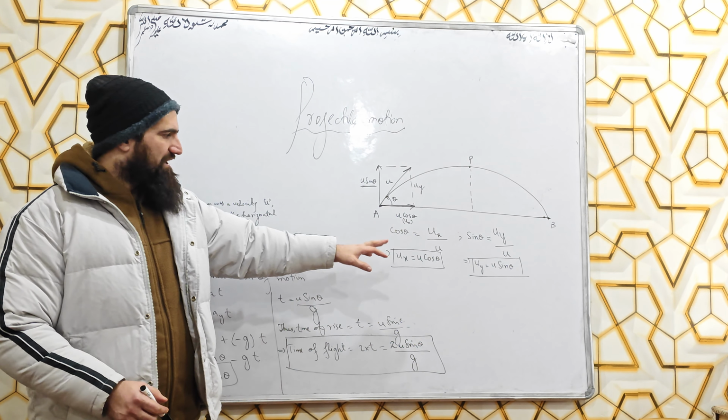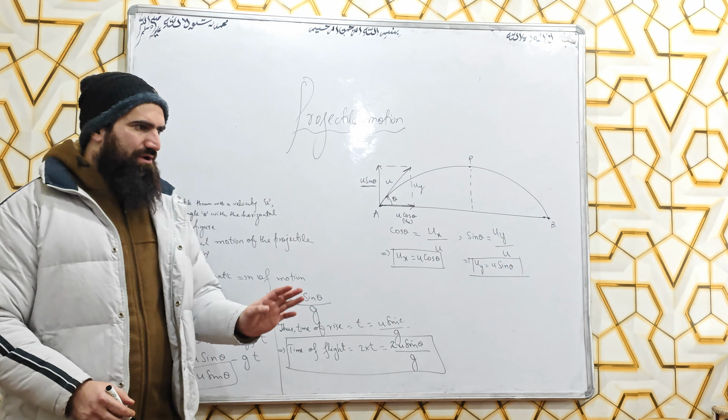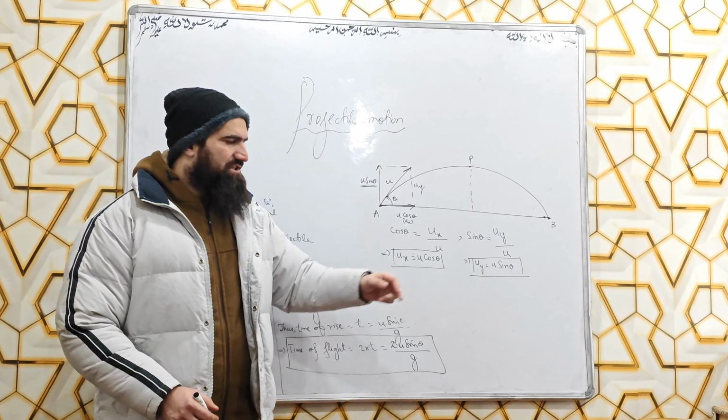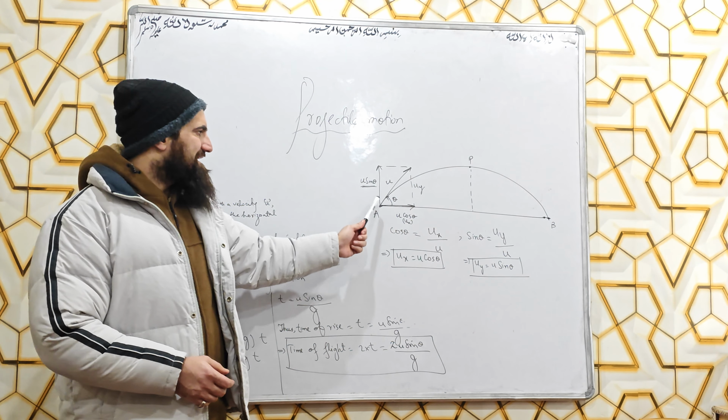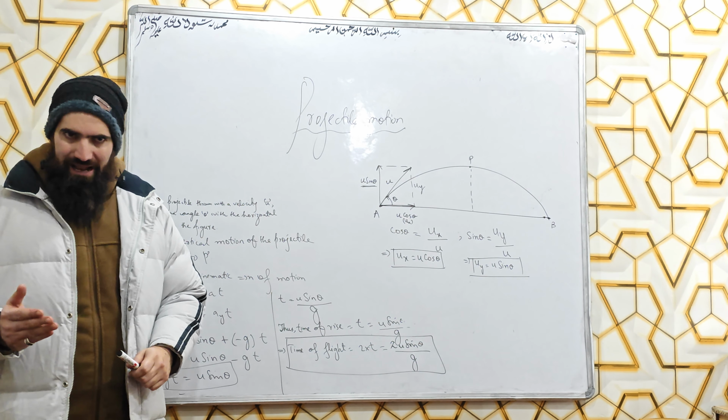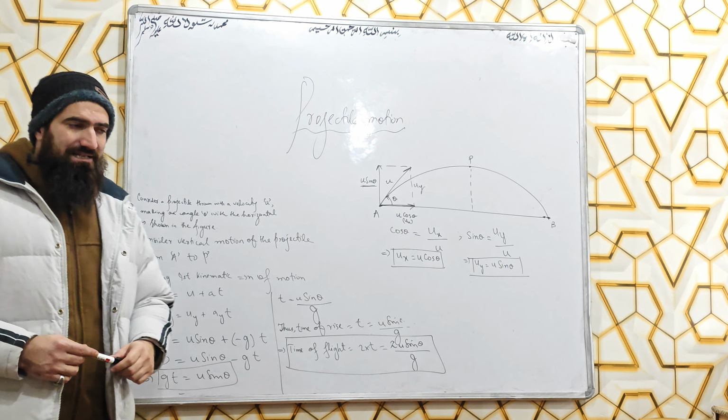Ux will be u cos theta, because cos theta is equal to ux by u, so ux is equal to u cos theta, and sin theta is equal to uy by u, so uy is equal to u sin theta. Now as you know, this very component will be equal to this very component because they are opposite sides of a parallelogram, so that will be u sin theta.